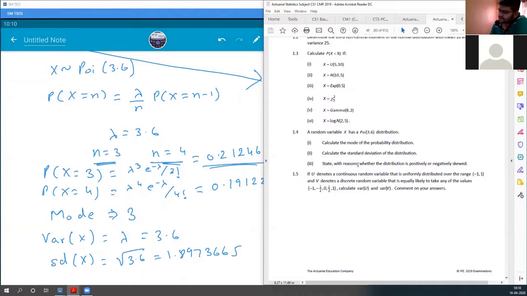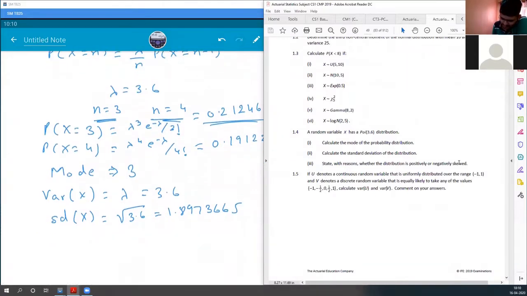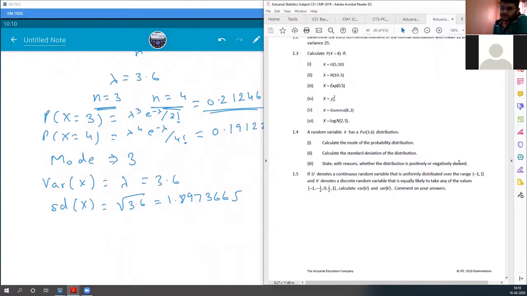In the third part it says, state with reason whether the distribution is positively or negatively skewed. First of all, Poisson distribution is always positively skewed. Okay, I will show you why in the next chapter, how we can prove that Poisson distribution is always positively skewed. But we also have a formula for skewness, a general formula. Just give me 1 minute.